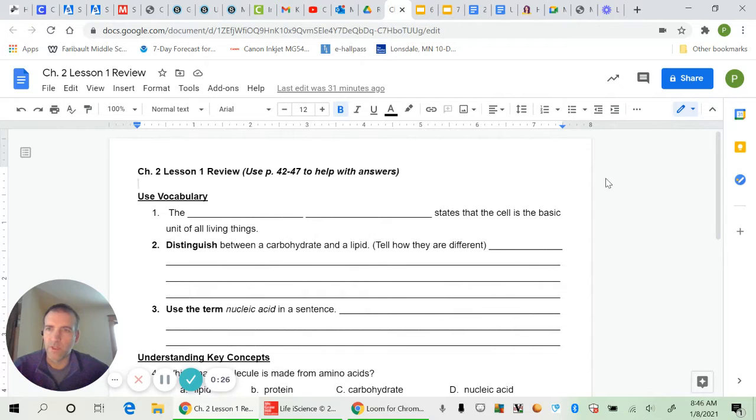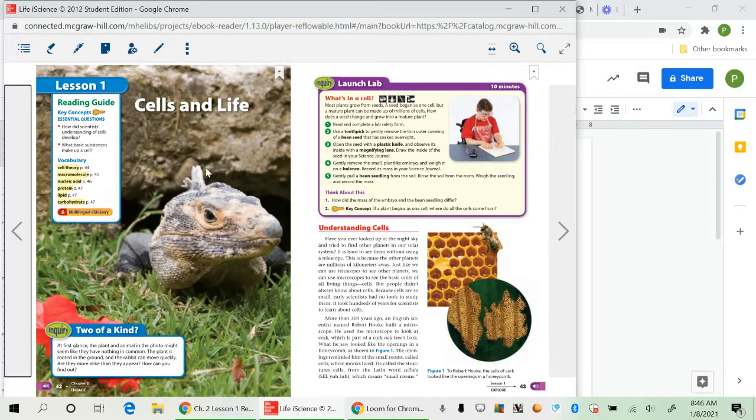This essentially is a review assignment from the textbook. I just put it into a worksheet form so you can write on it instead of needing to just answer the questions on a blank Notability note. You're going to be using lesson 1 of chapter 2, which is pages 42 to 47 in the textbook. It looks somewhat similar to this, only it's got that picture of an iguana. I mentioned earlier in the week that the textbook made some edits and they changed a couple of the pictures. So this is what you're going to be using if you need help finding answers.